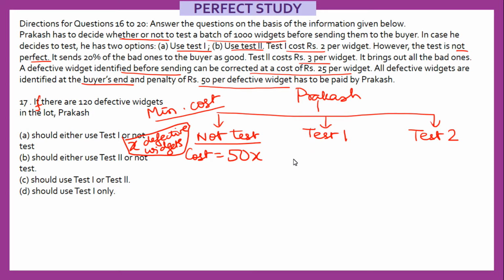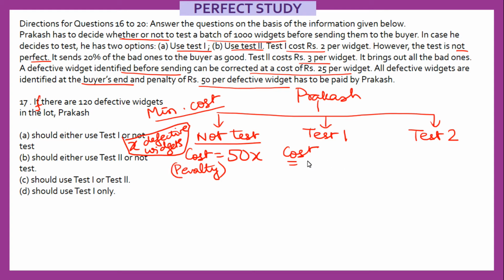If I go for test number 1, what is my cost? So here my cost includes the testing cost. Prakash is deciding on a batch of 1000 widgets. Now if he goes for testing, obviously he has to pay the testing cost for all the 1000 widgets. We have not included it in the no-test case because obviously it is not tested. So when there is no test, I don't pay for testing cost, I pay only for my penalty. So my cost includes only the penalty. But here I have to pay for the test also.